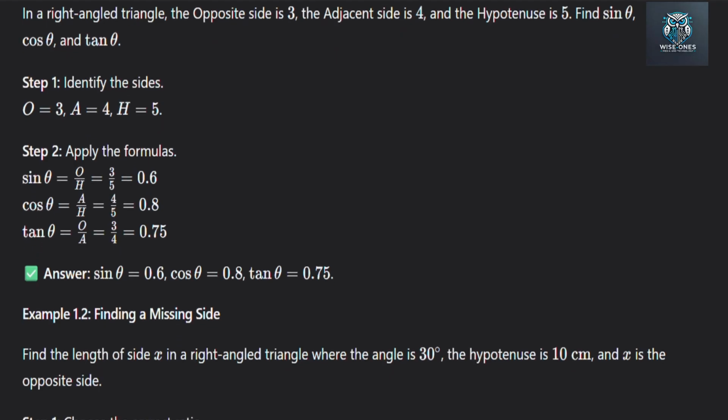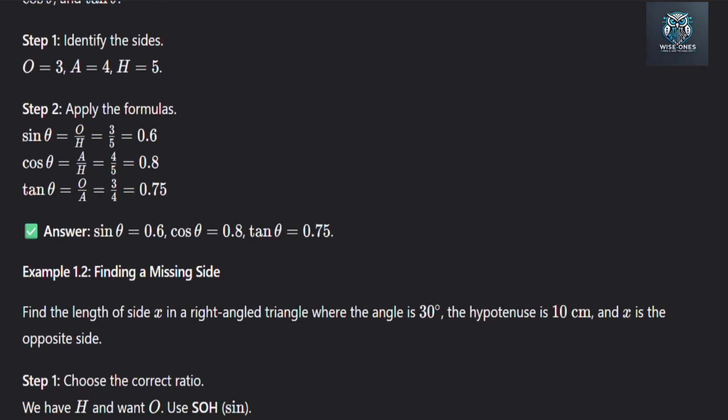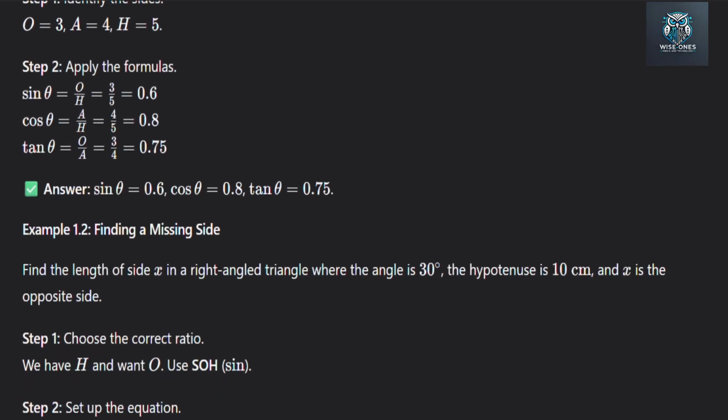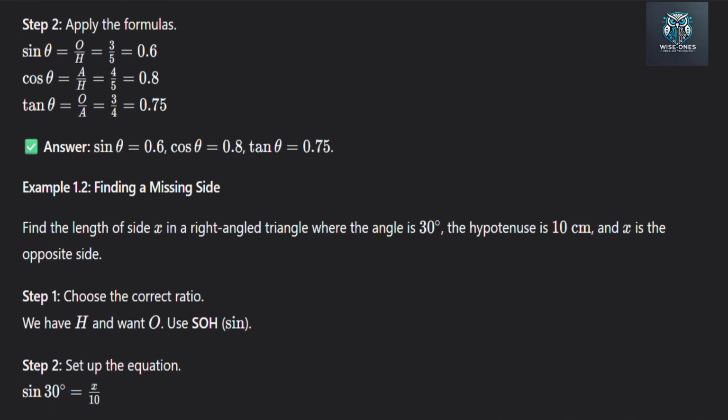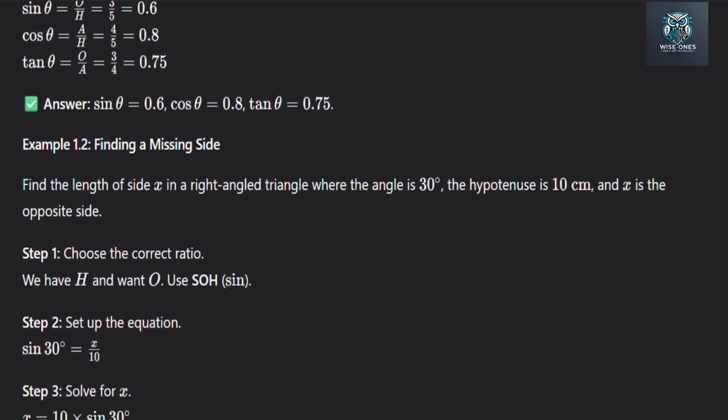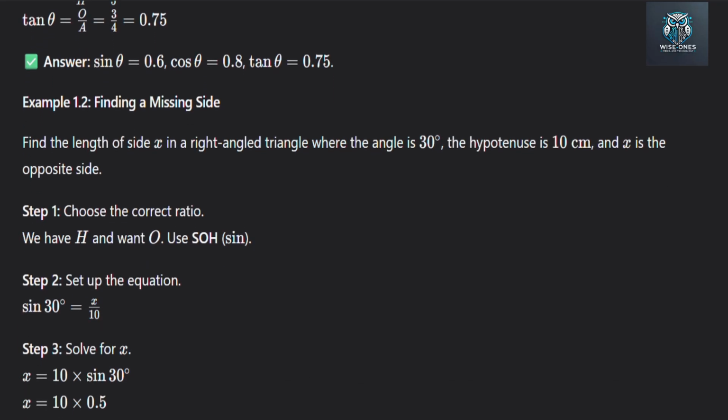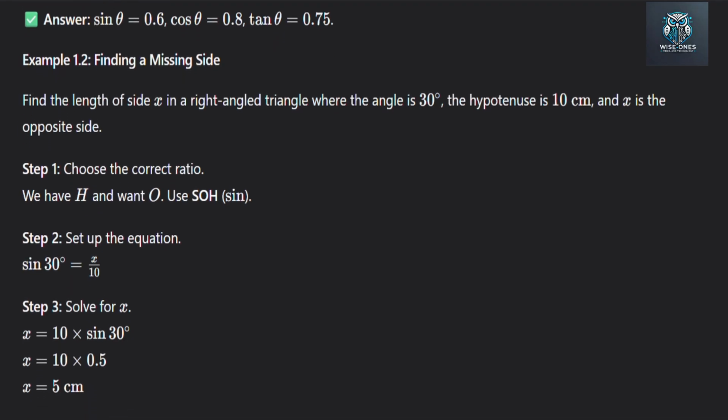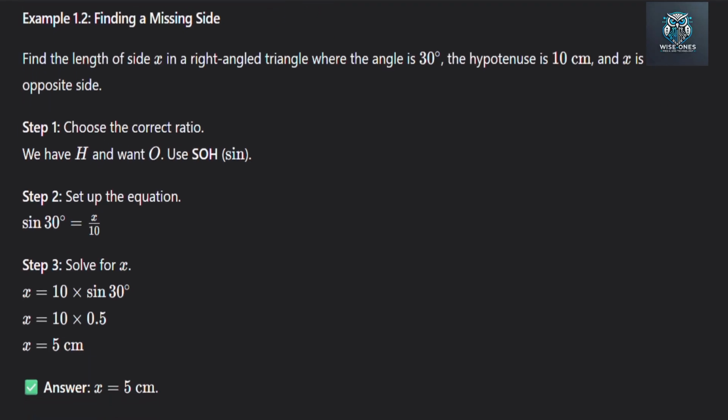Answer: sine theta equals 0.6. Cosine theta equals 0.8. Tangent theta equals 0.75. Please write that down. See how we just matched the sides to the correct ratio. Now let us look at example 1.2.